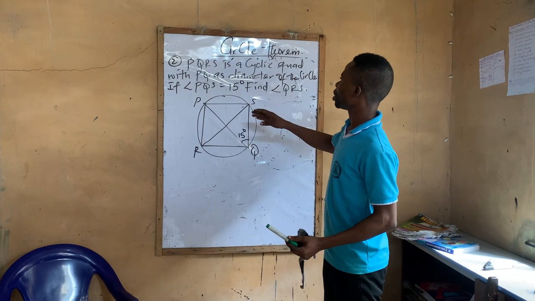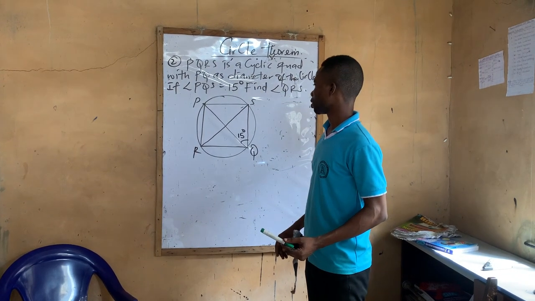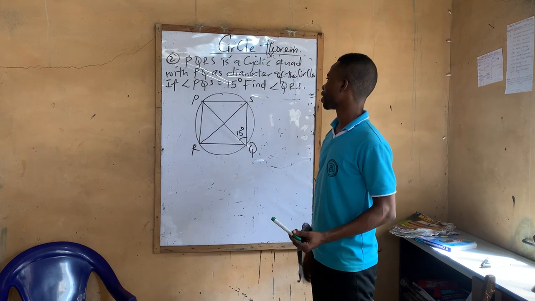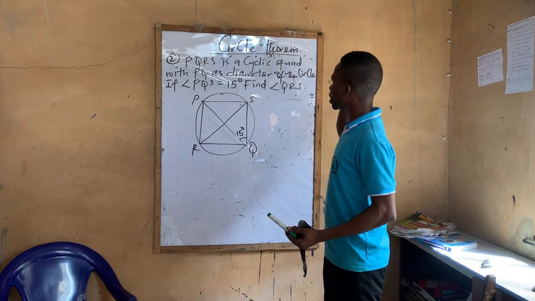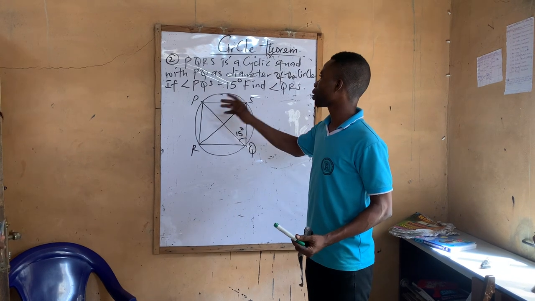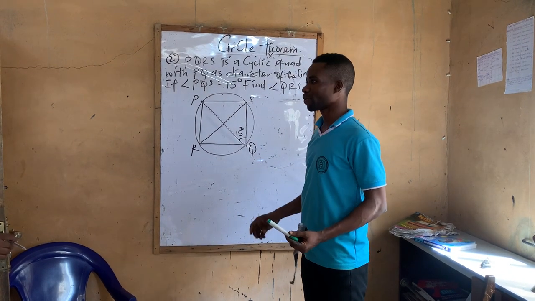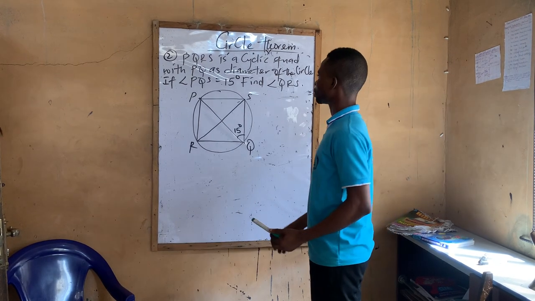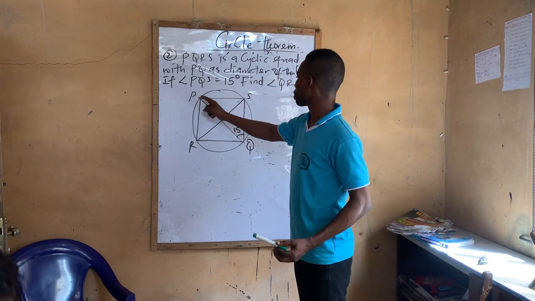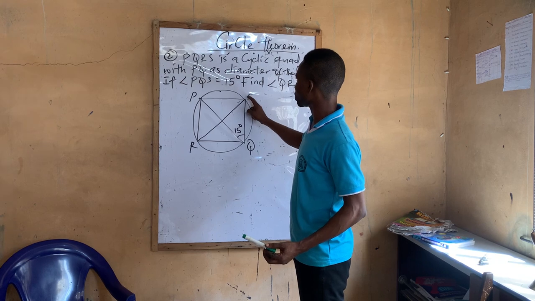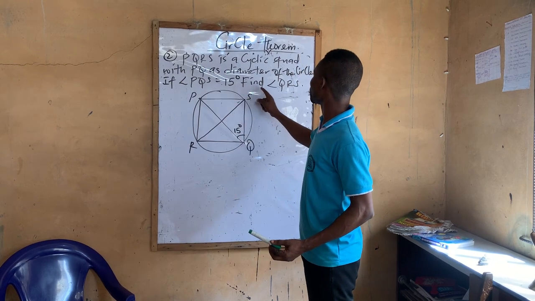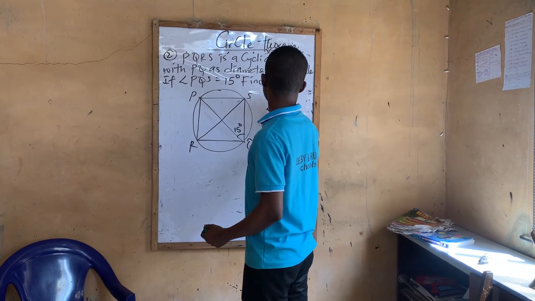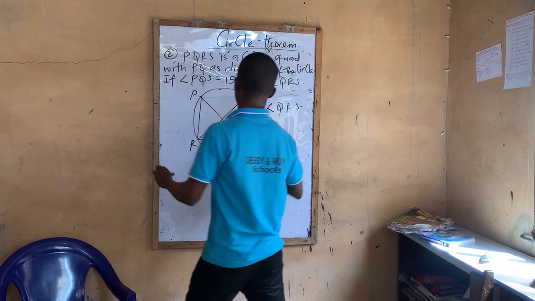PQRS is a cyclic quadrilateral with PQ as a diameter. We all know what I mean by diameter. It divides the circle into 2. It says if angle PQS is 15 degrees, find angle QRS. Angle QRS, that's what we are looking for.